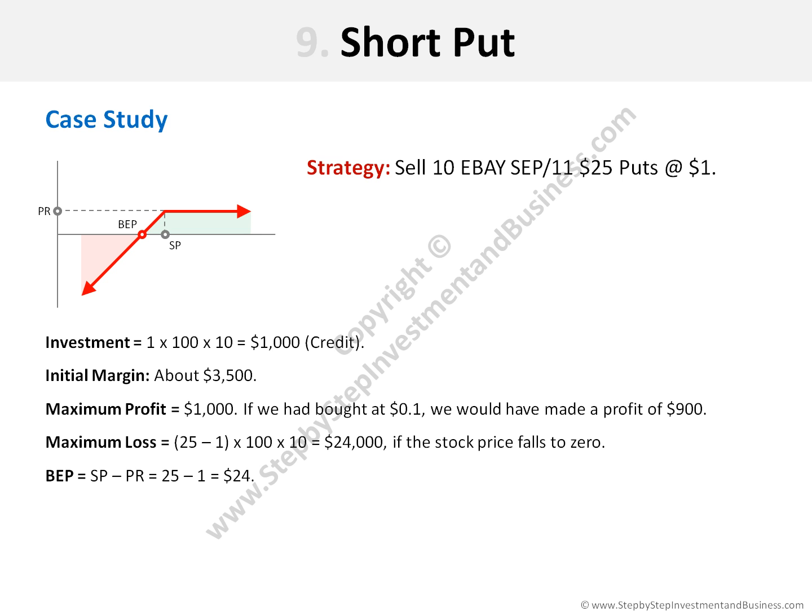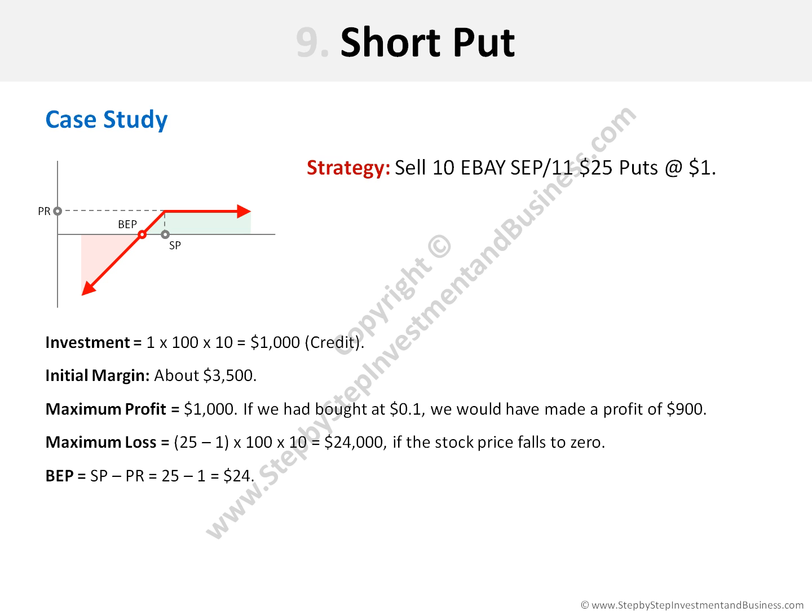This money is credited to our account. The initial margin depends on the broker. In this case, it would have been about $3,500. The maximum profit we can make is equal to $1,000. That is the entire premium received for the options. If we had bought at 10 cents, we would have made a profit of $900.